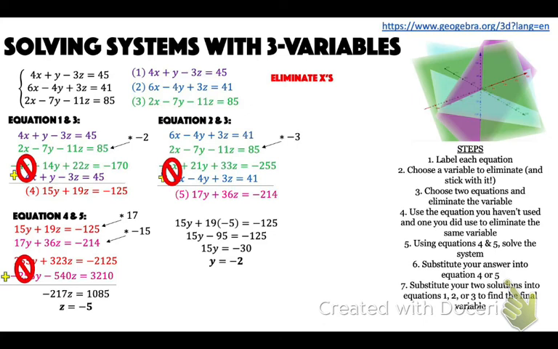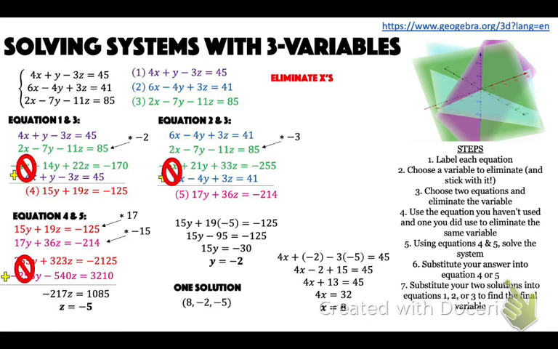And then to get the last variable, I'm going to plug it into one of the very top equations. So it's going to be 4x plus negative 2 minus 3 times negative 5 equals 45. So that's 4x minus 2 plus 15 equals 45. So 4x plus 13 equals 45, which means 4x equals 32. So x equals 8. So we put them in alphabetical order. We have one solution of 8, negative 2, negative 5.